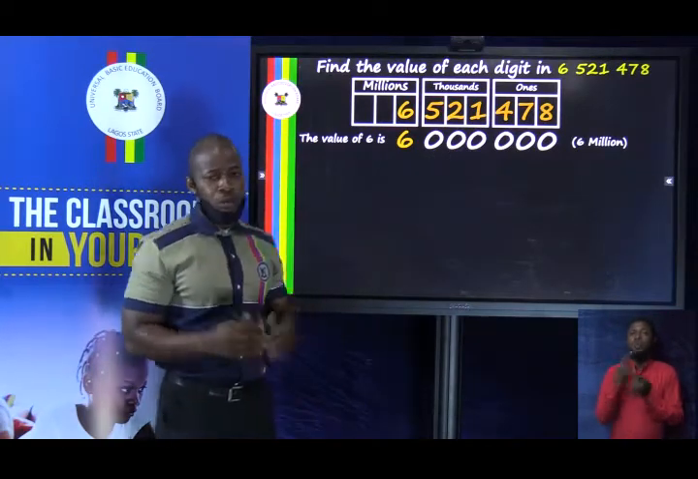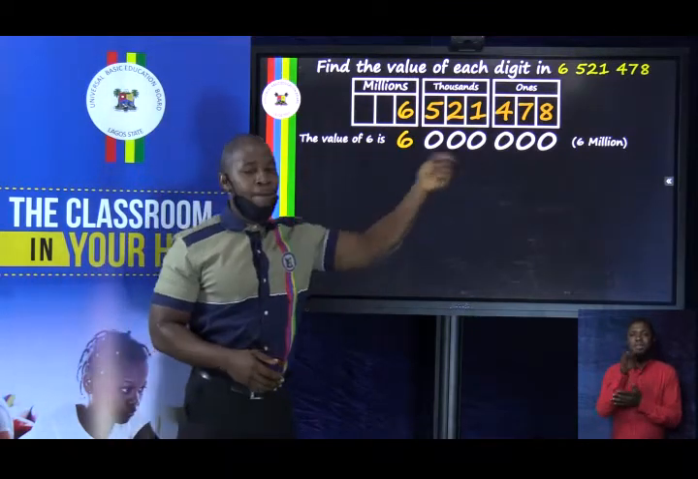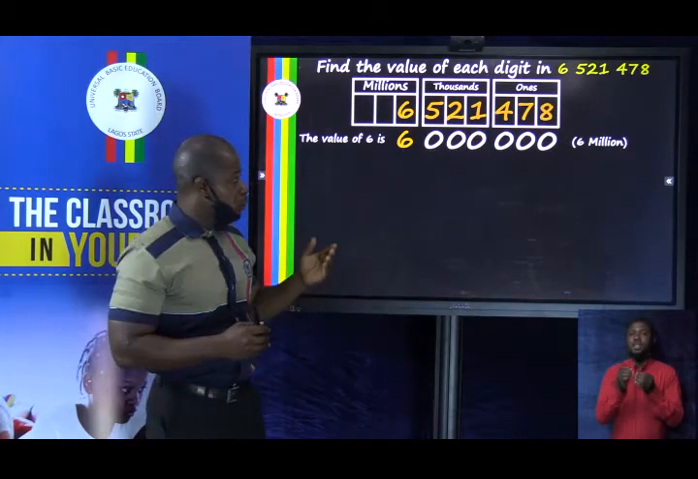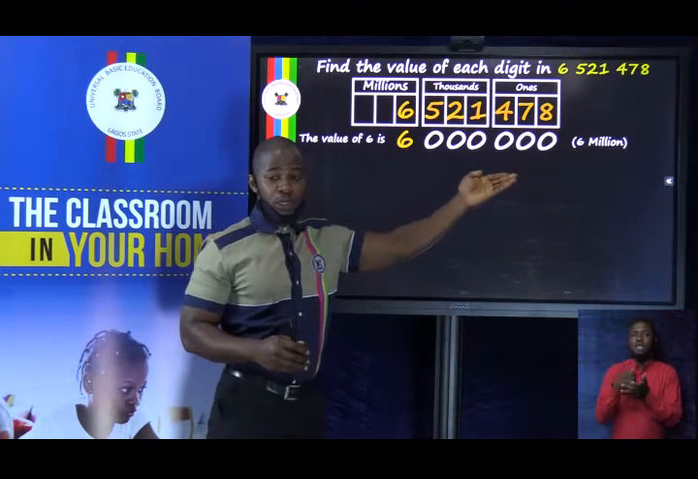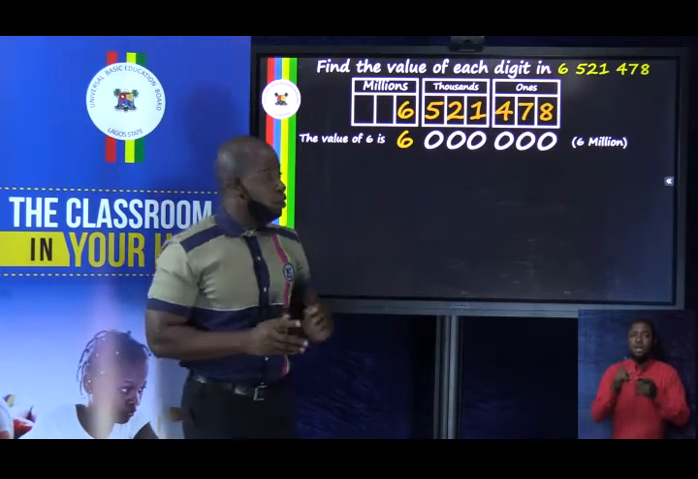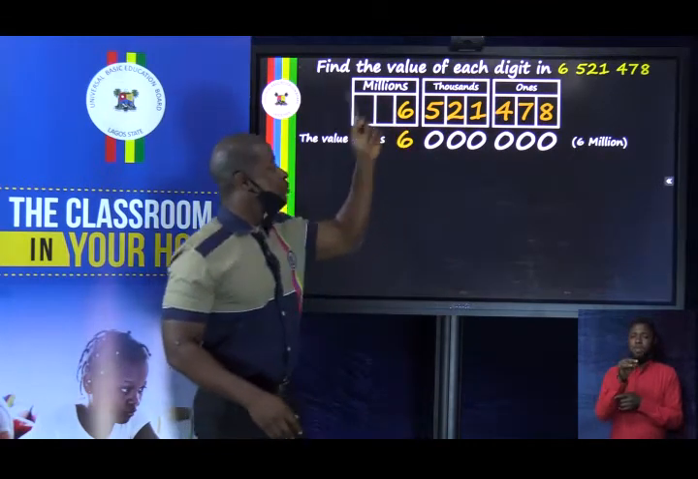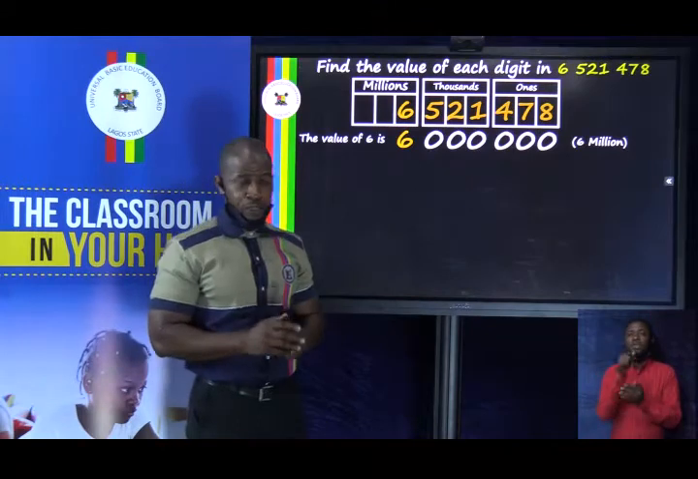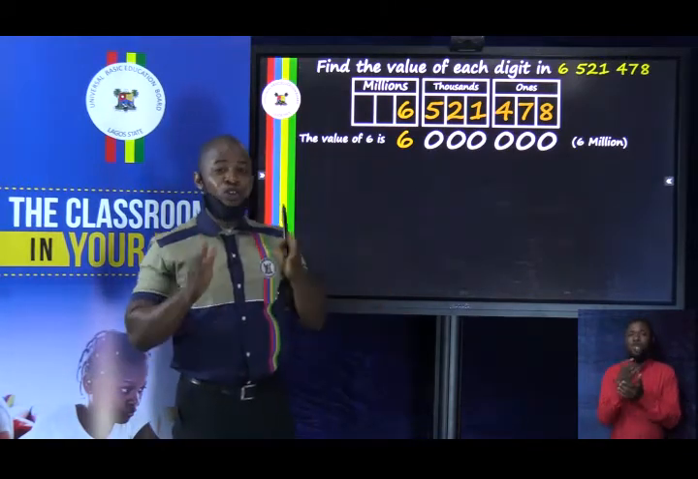6 and 6 zeros. But how do we pronounce this? Your 6 is under million. So you say 6 million. So when you're asked to find the value of a digit, if you write it as 6 and all the zeros beside it, you will be correct. But if you decide to write it as 6 million, that is 6 and million, mixing the figure and the words, you will also be correct. In fact, this is more preferable because it shows that you know it.